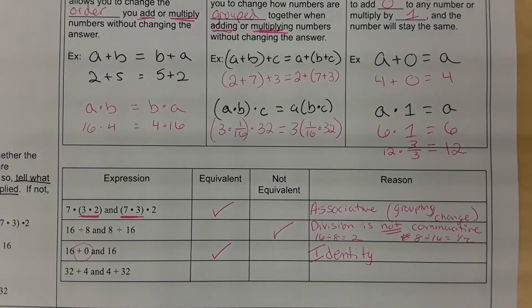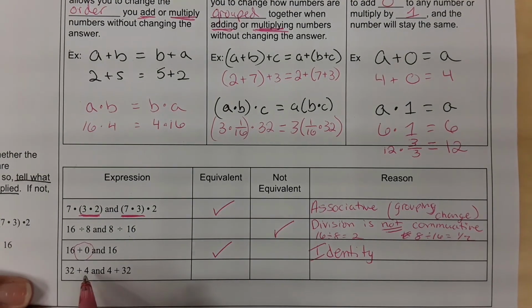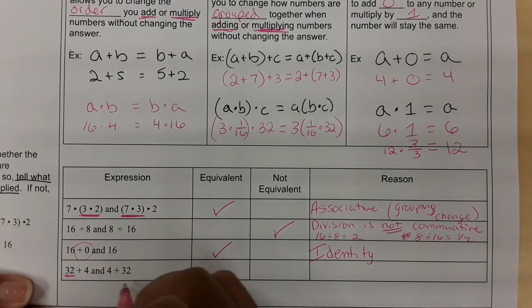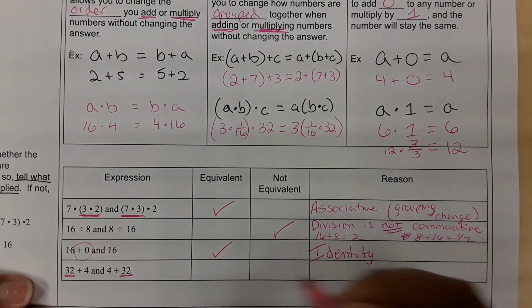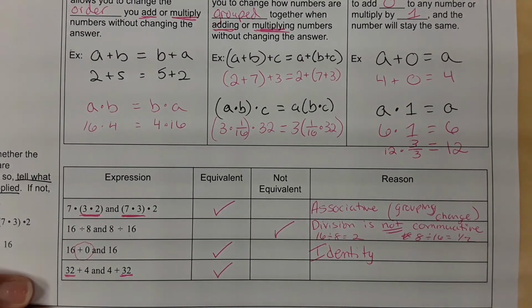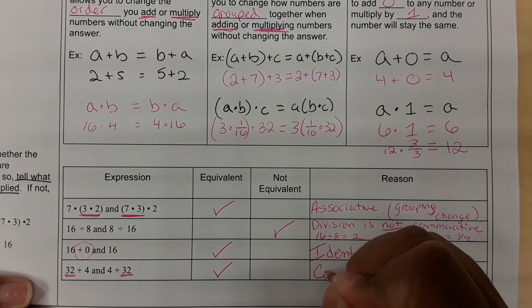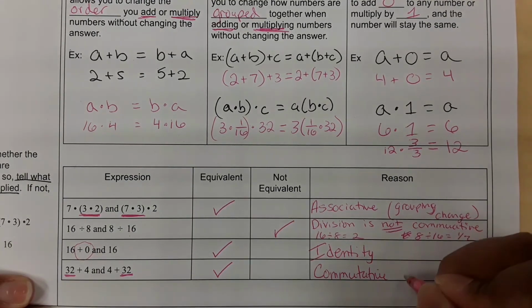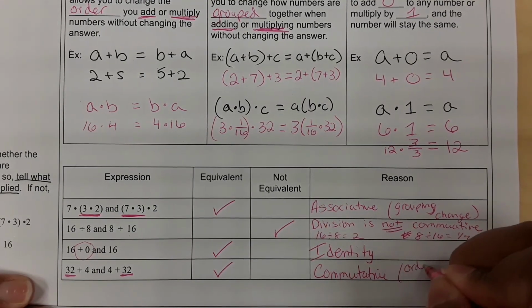And then finally, we have 32 plus 4 and 4 plus 32. 32 plus 4 is 36, and 4 plus 32 is also 36. We see that 32 has just switched places, and because they have the same value, they're equal to each other, and the reason would be they applied the commutative property, and we saw an order change.